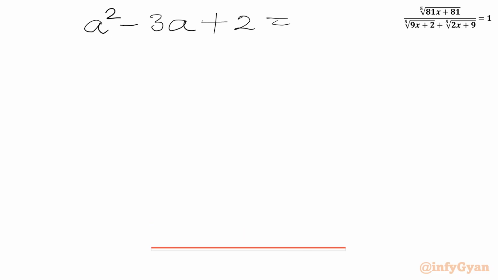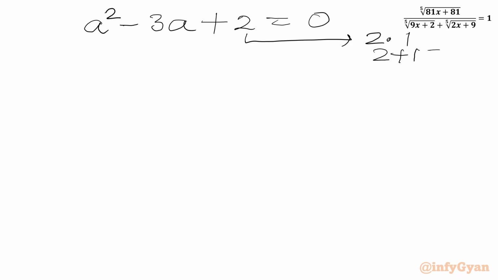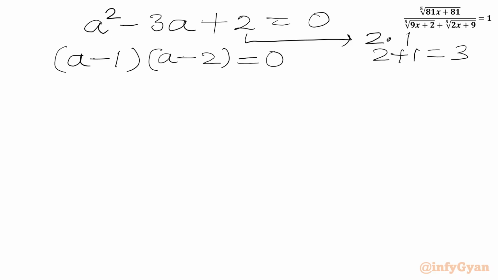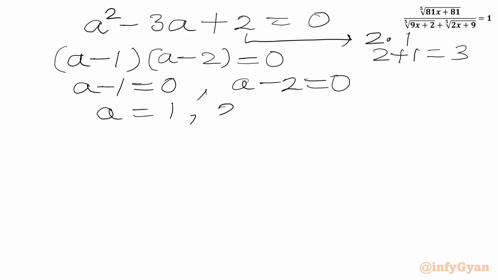So I will write A square minus 3A plus 2 equal to 0. Again we can write the factors of 2 as 2 times 1, and addition of both will give us the middle term coefficient 3. So splitting is very easy. We will write and get A minus 1 times A minus 2 equal to 0. Using the product 0 rule, we will get either A minus 1 equal to 0 or A minus 2 equal to 0. So we will be getting A equal to 1, A equal to 2.